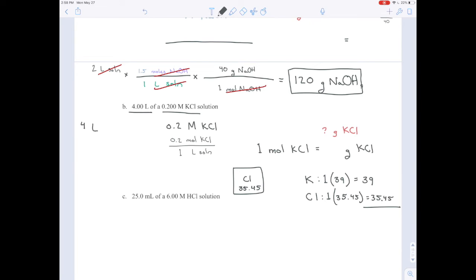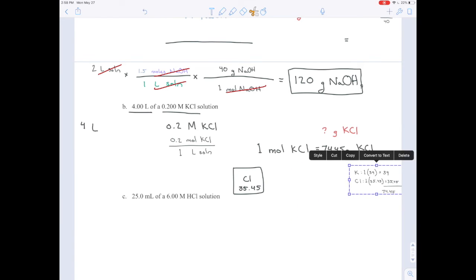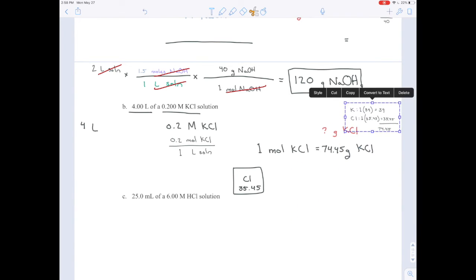Now the compound has both potassium and chlorine, so the mass of 1 mole of the whole compound is going to be the sum of all this. 39 plus 35.45, punch that into a calculator, you would get 74.45 grams of potassium chloride in 1 mole of potassium chloride. So that gives us a new conversion factor that we can use.